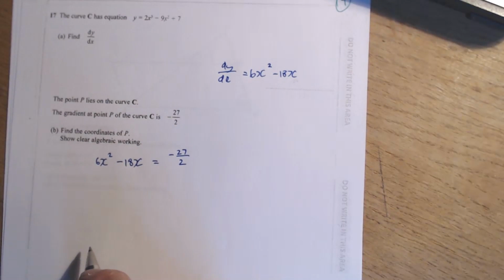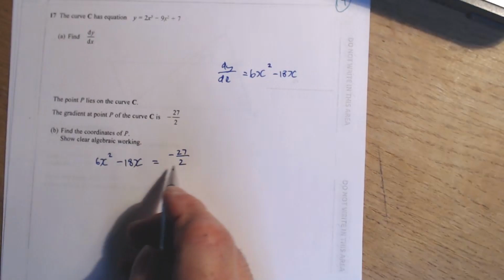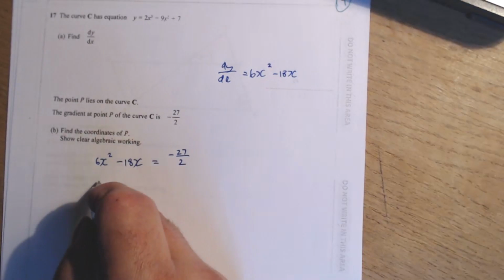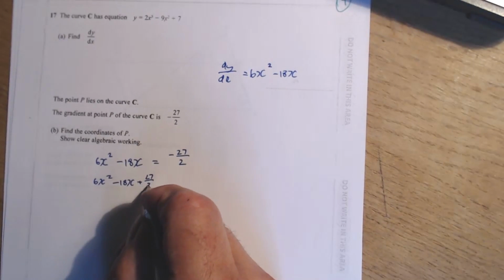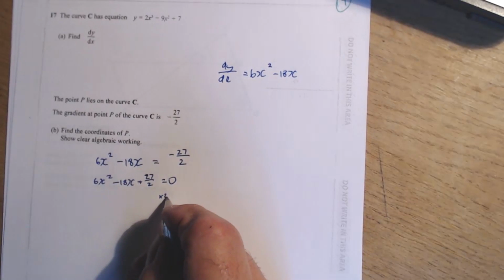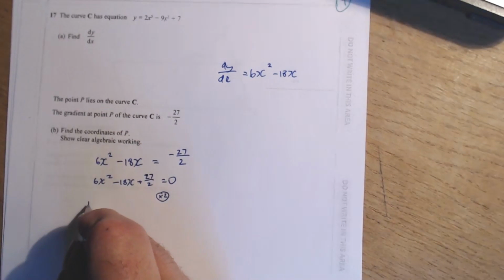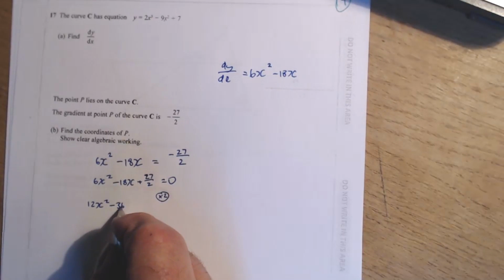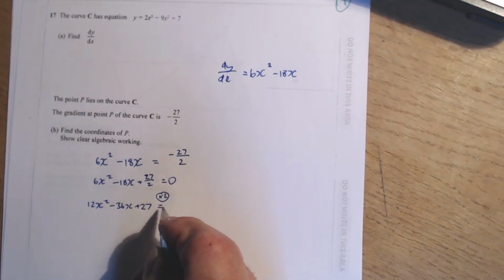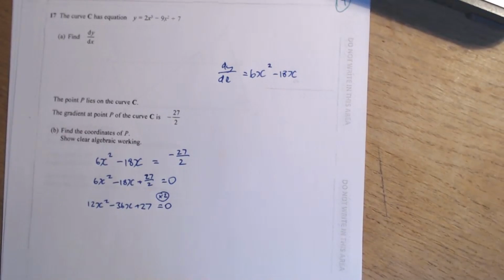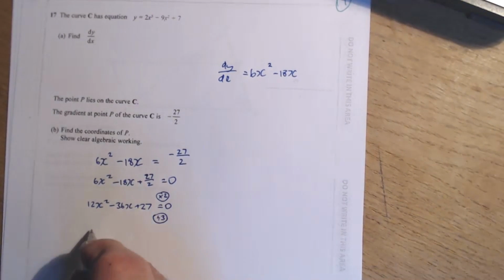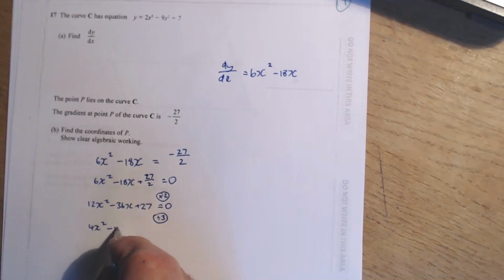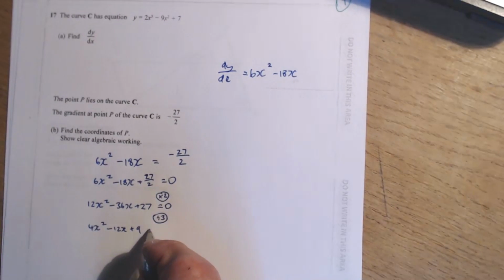So let's turn this into a quadratic. So let's add 27/2 to both sides. So 6x squared minus 18x plus 27/2 equals 0. Now I don't like having this fraction here, so I'm going to choose to multiply it throughout by 2. So 12x squared minus 36x plus 27 equals 0. Now that has got a factor of 3, so let's divide by 3. So 4x squared minus 12x plus 9 equals 0.